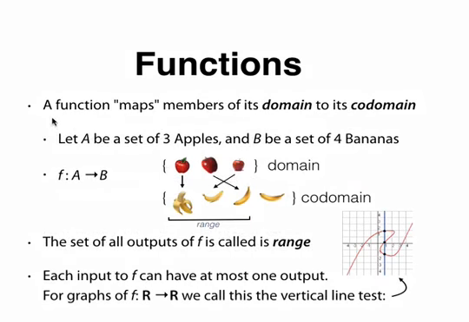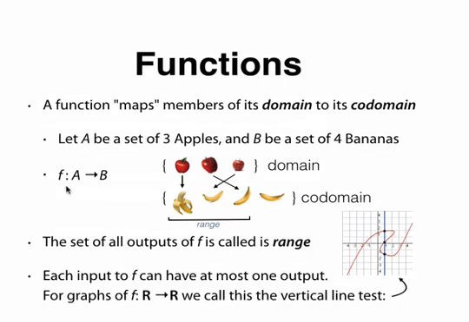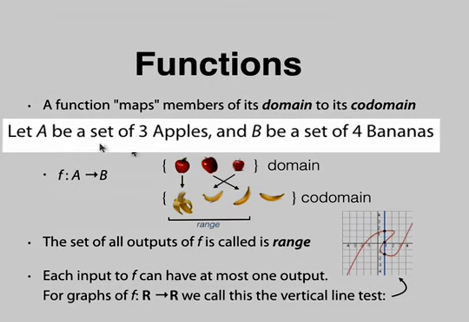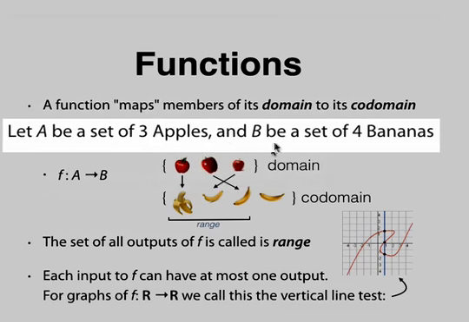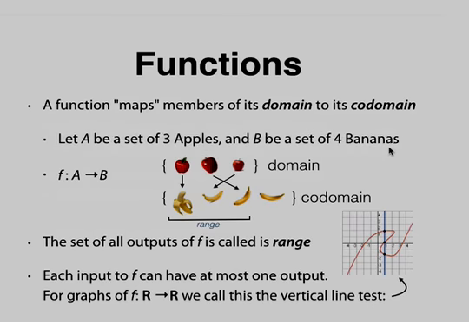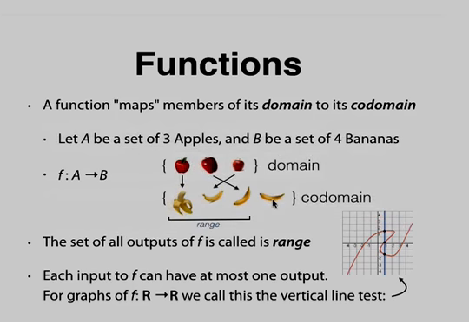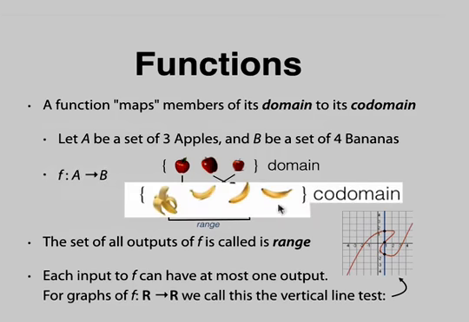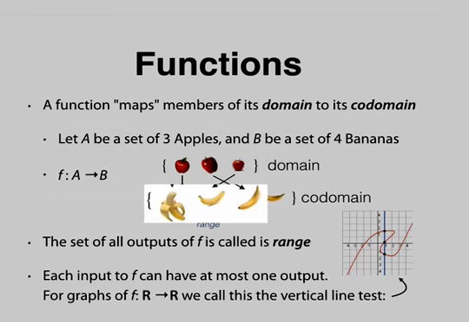So here are some more terms. A function maps members of its domain to its codomain. So look over here. Let A be a set of 3 apples. Here it is. That's the domain. And let B be a set of 4 bananas. So here we've got a set of apples and a set of bananas. Simple enough. And here we've got the notation: f maps every apple to a banana. The set of bananas is called the codomain. And the set of these 3 bananas over here is called the range.